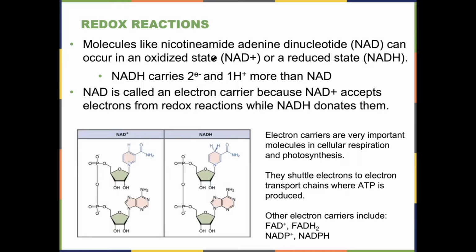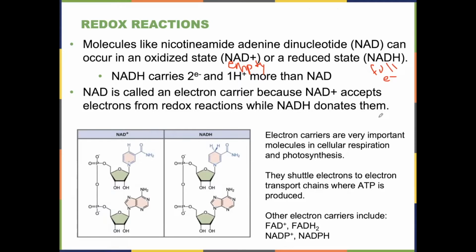Again, we call the empty part where they can still take on electrons the oxidized state, and we call the filled form where they're full of electrons the reduced state. So again, let's take this particular electron carrier molecule called NAD. NAD plus, the oxidized state, is what I would call the empty bucket here. And NAD with an H on it is the reduced state. It is what we'll call the full bucket, where this one has electrons and the energy associated with it in it.